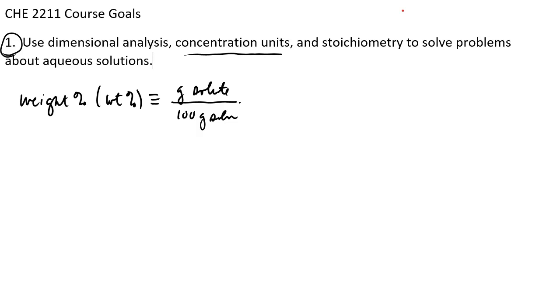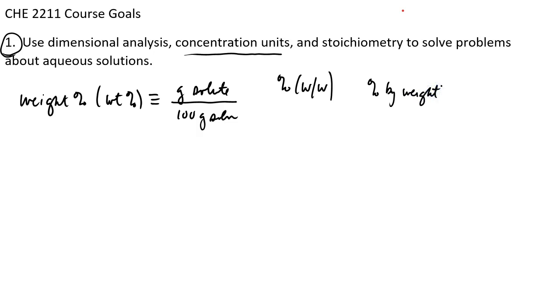You may see it abbreviated another way. You may see it simply as percent with parentheses W/W, where the W stands for weights, right? Because we have a unit of weight in the numerator and a unit of weight in the denominator. You may also see it simply as percent by weight.